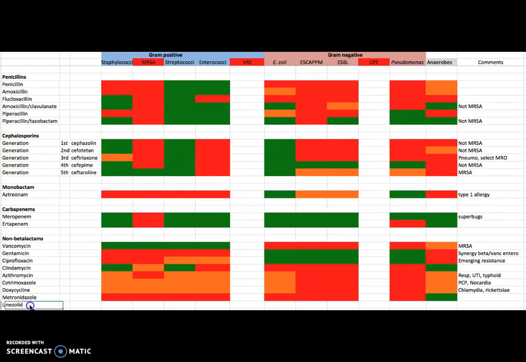The last group of antibiotics to be developed include linezolid. Now, linezolid has a particular place for treating resistant gram-positive organisms. Its spectrum of activity against gram-positives is similar to vancomycin, except it also covers the vancomycin-resistant enterococcus.